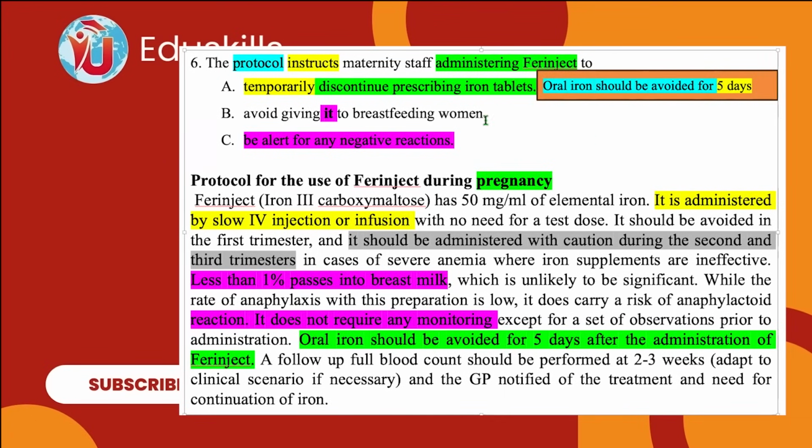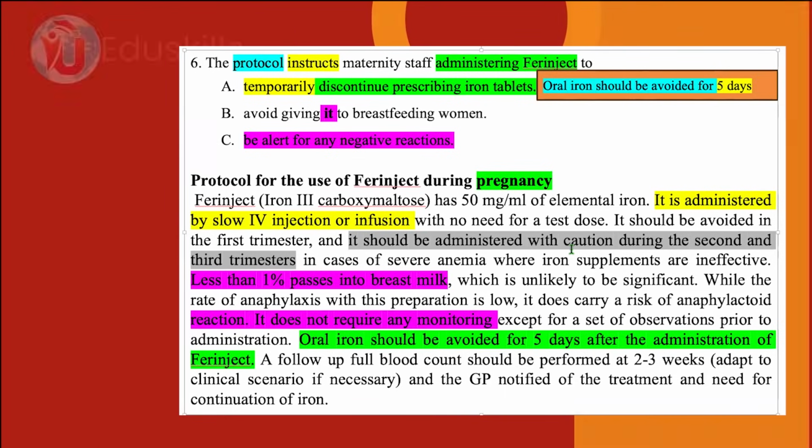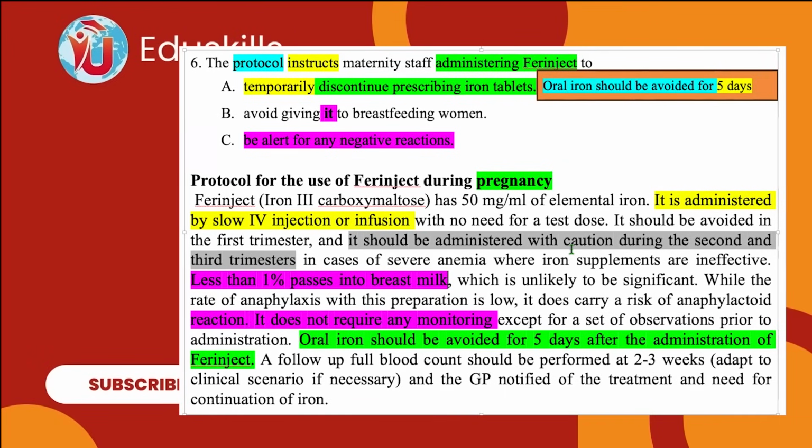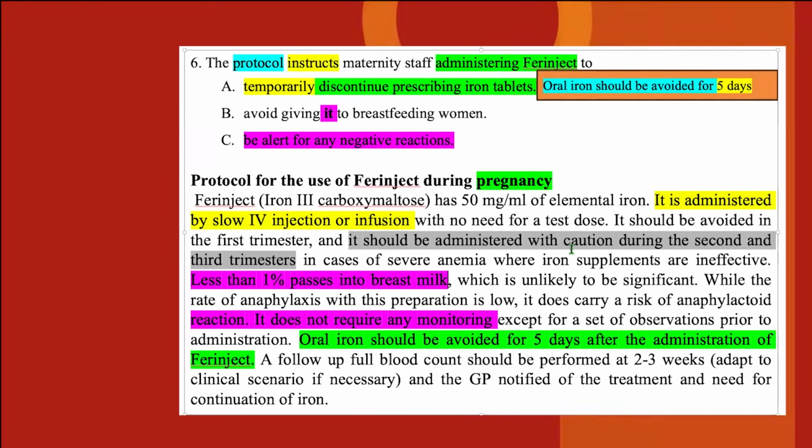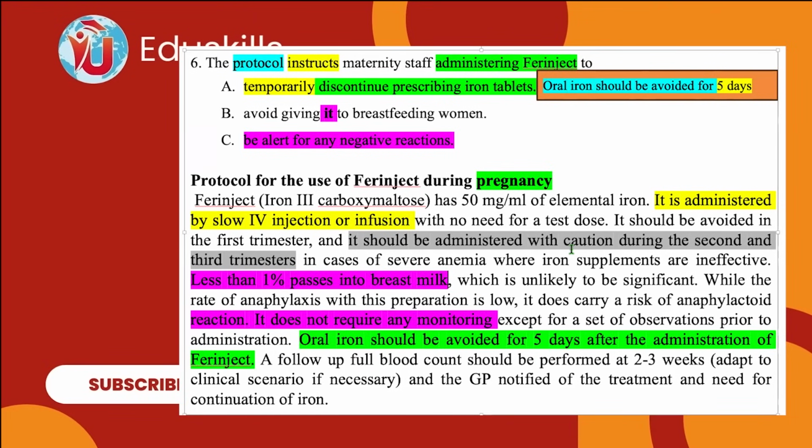Here in option B, it says avoid giving it to breastfeeding women. But here in the paragraph, it should be avoided in the first trimester. First trimester of pregnancy, what is it? First 3 months. In the first 3 months of pregnancy it should be avoided. Has it got any connection with breastfeeding? No. Not linked. Got it. So sometimes it happens, you know.